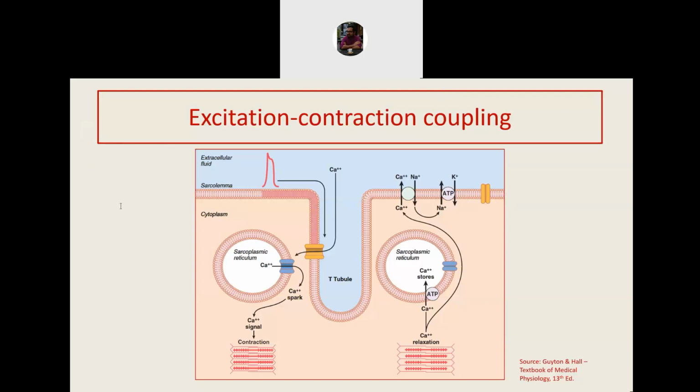So the impulse, which is the action potential, reaches the sarcolemma, that is the cell membrane. As the impulse reaches the sarcolemma, the action potential spreads down the T tubule. As the action potential spreads down the T tubule, you can see it acts on a particular receptor or channel. This receptor or channel is known as the dihydropyridine receptor.